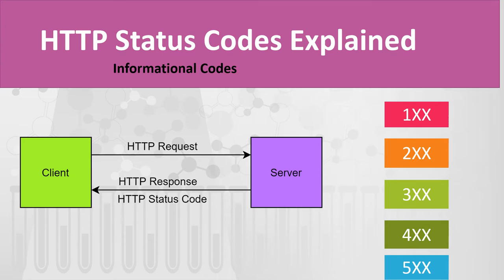What are HTTP status codes? What are the different categories of the status codes? What are the commonly used codes? And finally, I'm gonna show you the HTTP status code received in response by sending a few requests via Postman.